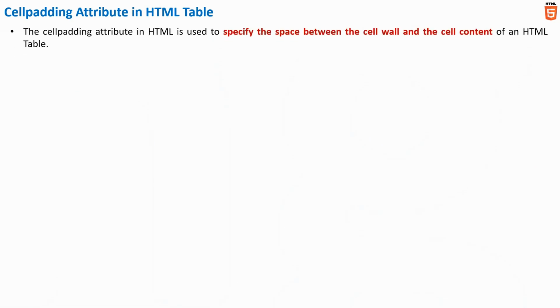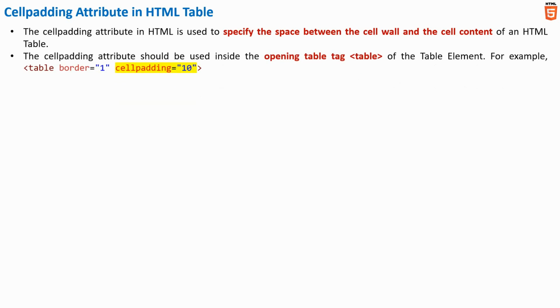So friend, let's start. The cell padding attribute in HTML table is used to specify the spaces between the cell wall and the cell content of the HTML table. For example, we will have the content in each cell and also each cell will have some cell border. So cell padding attribute will specify how much space should be there between the cell wall and the cell content.